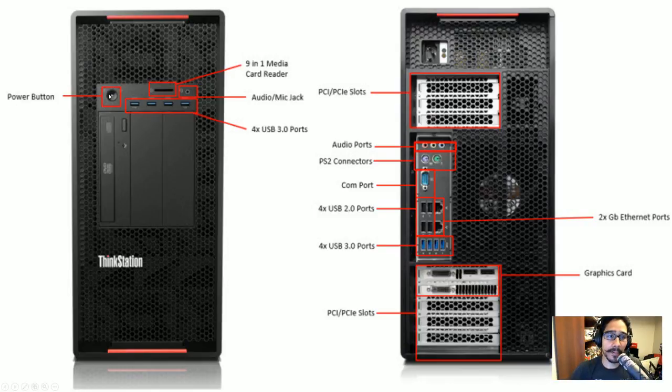You have the power button right here. You have a 9-in-1 media card reader, as well as, this is cool right here, an audio/mic jack hybrid. And then you have 4 USB 3.0 ports, which is cool. And then you are able to insert other bays here. I don't really see myself using a DVD at all.